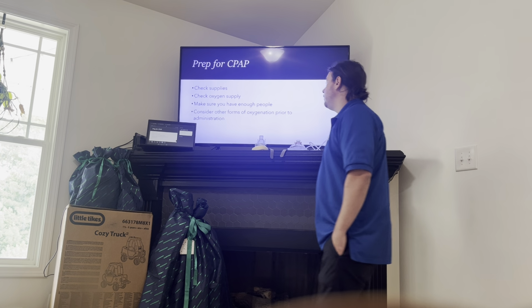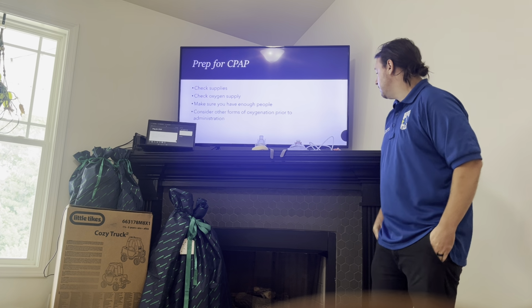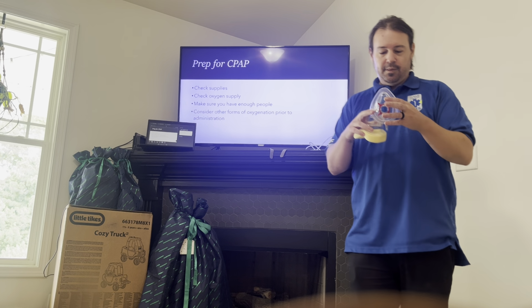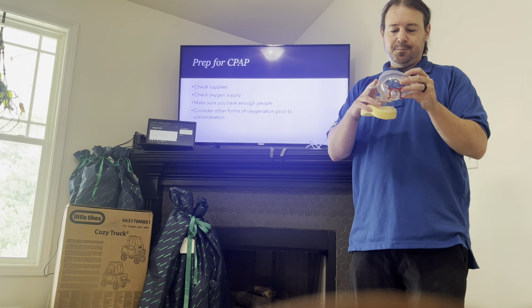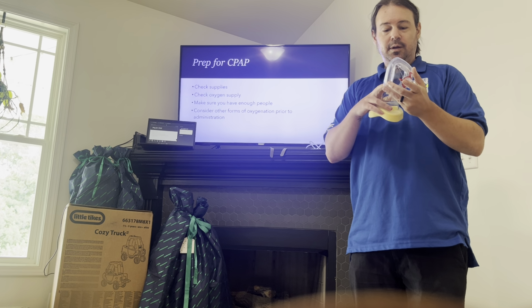All right, so what are we going to do when we're prepping for CPAP? First things first, we're going to check our supplies. We've got two different types of masks here. With the plastic mask, it's a plastic mask that has some air deflated out of it to kind of give it a cushion so that it can make a seal.